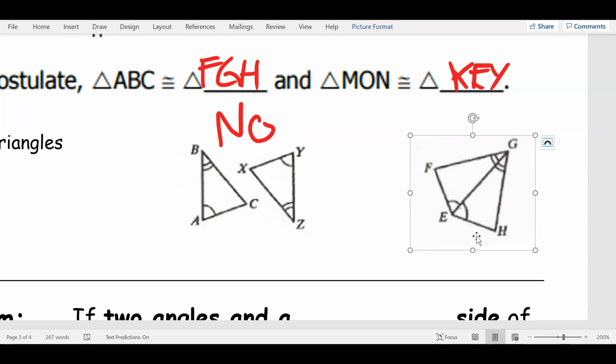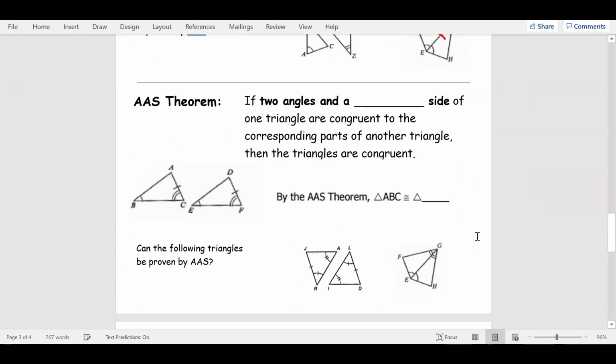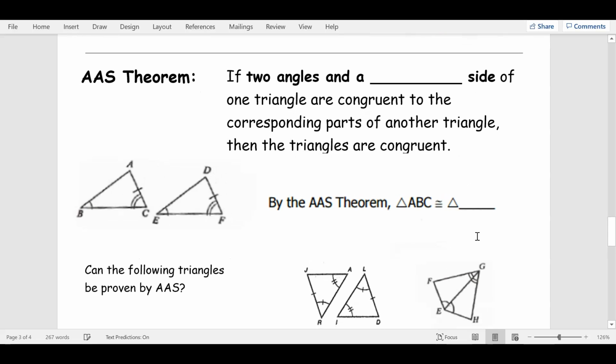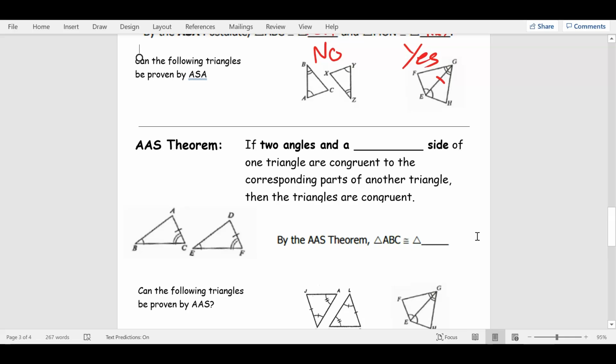Angle, and I need to put a tick mark because they're touching. There's a reason why we put it there. You only label stuff if you have a reason, okay? So angle, side, angle, that is a yes, okay? Cool. All right. Is everyone good on angle, side, angle? Now we're moving to AAS, okay?